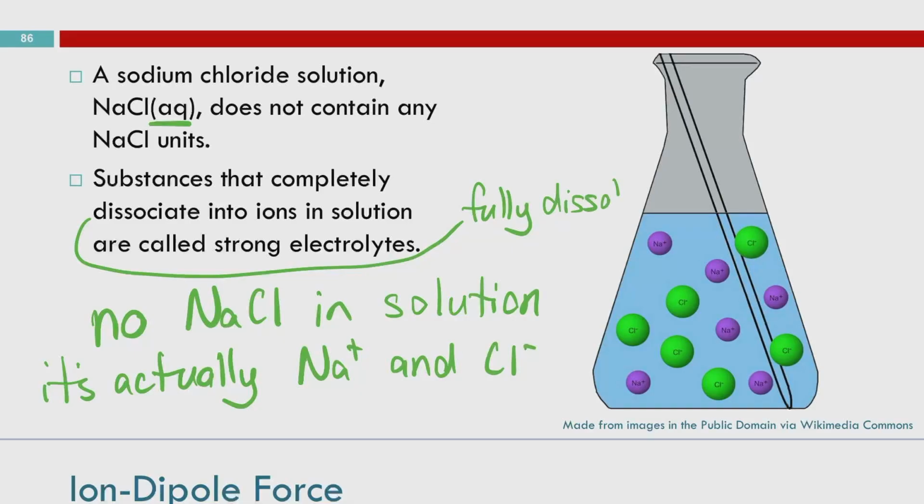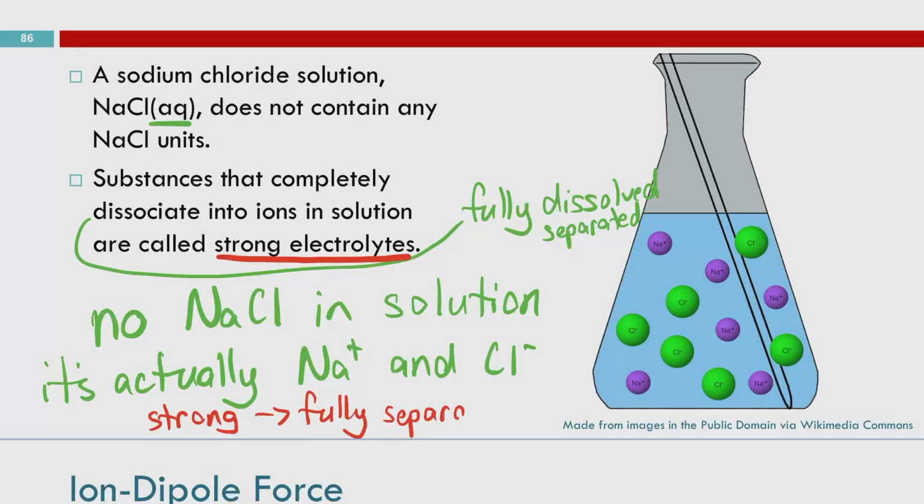We could also call that fully dissolved or separated. And we would call that a strong electrolyte. So strong means it fully separates or dissolves. The electrolyte part of that just means that it forms ions.